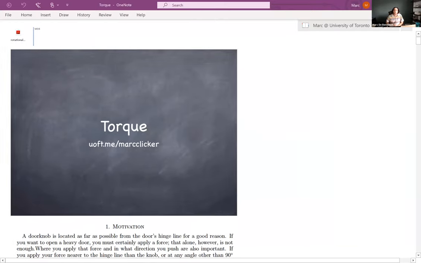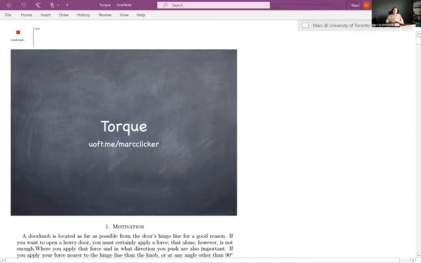So today we've moved on from rotational kinematics into rotational dynamics, and we call this torque. Just a bit of a recap, we are revisiting all of the four major units from translational motion. We're revisiting kinematics, dynamics, energy, and momentum.